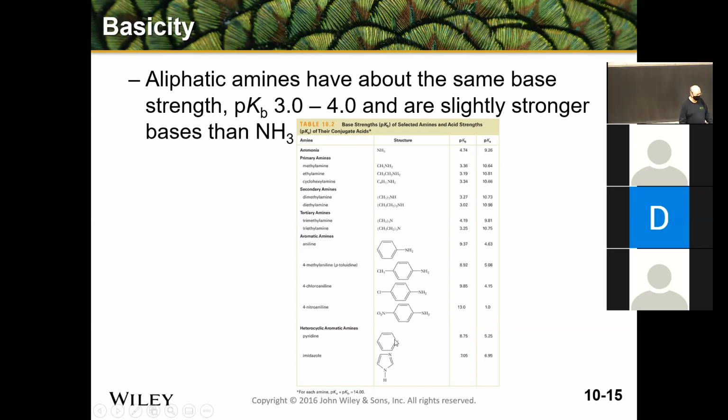And then heterocyclic amines. We have pyridine and imidazole. These are also weakly basic, much weaker than aliphatic amines. In the case of imidazole, there are 2 nitrogens, and the nitrogen that's more basic is this one without the hydrogen. These are the pKa's of the conjugate acids. And if you take any one of these, you add them together, you get 14.